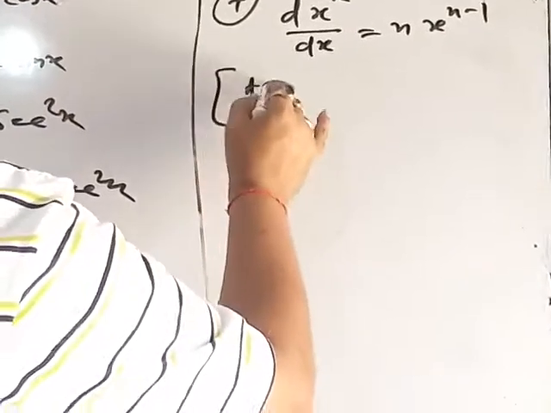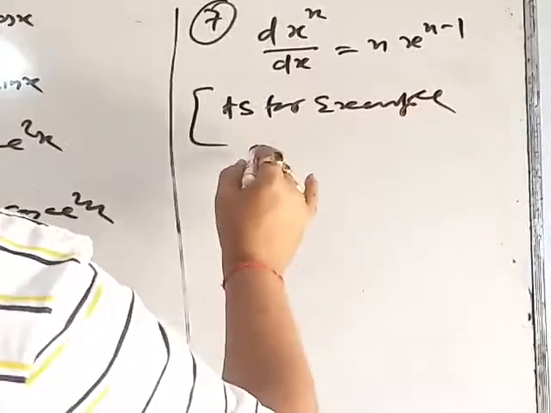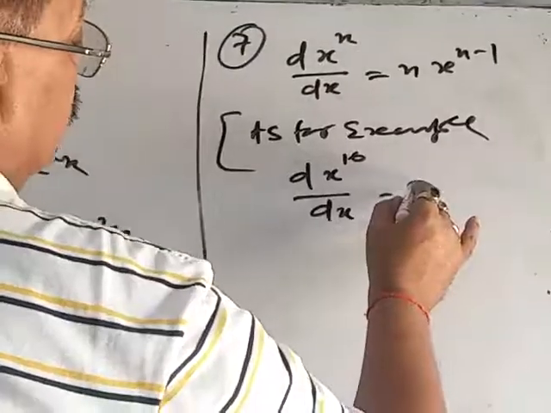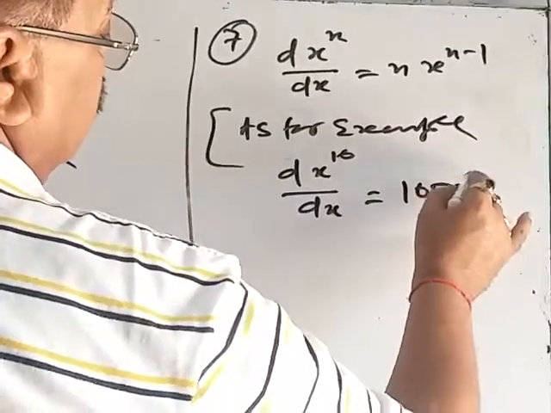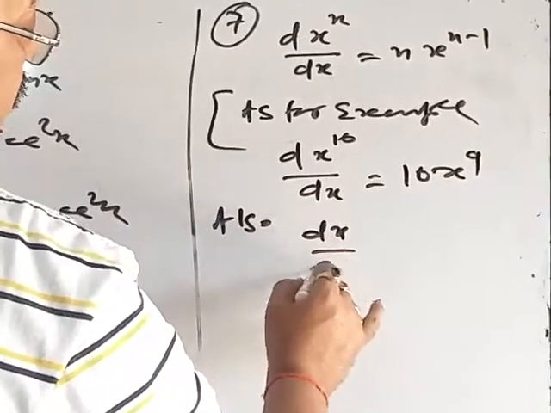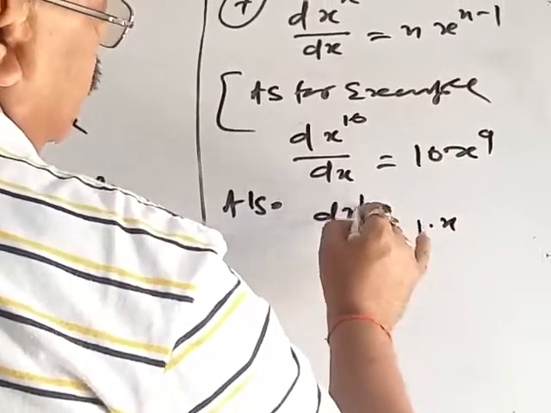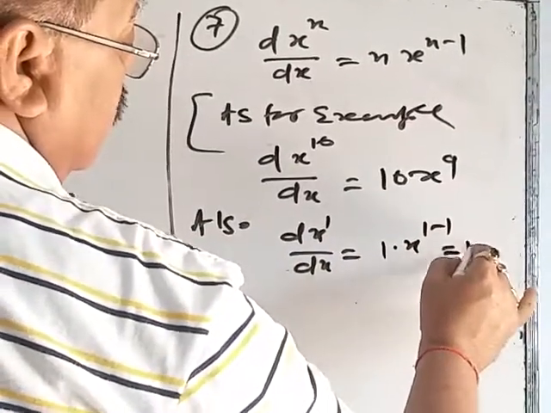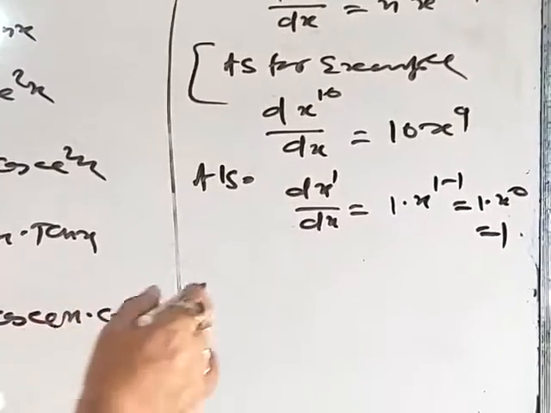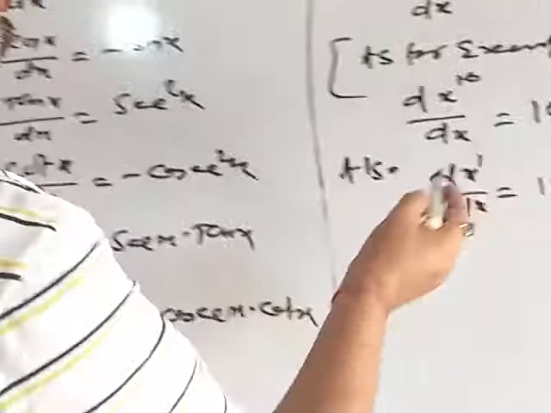Also you should know d x to the power n by dx is n into x power n minus 1. As for example, students, d x power 10 by dx is equal to 10 x to the power 9. Also dx by dx is equal to 1 into x power 1 minus 1, that is 1 into x power 0, which is 1. This cannot cancel; its value is 1 in this way.